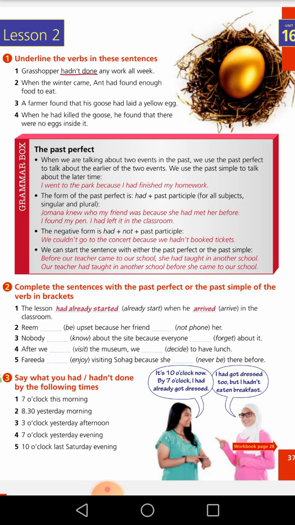In the first one, because: I didn't go to the concert because I hadn't booked tickets. So I used past perfect tense after because, and in the other part of the sentence I use past simple tense. Okay, the second one is after, and I use the sentence: after he had done the homework, he went to bed. So I use past perfect tense after the time connective after.